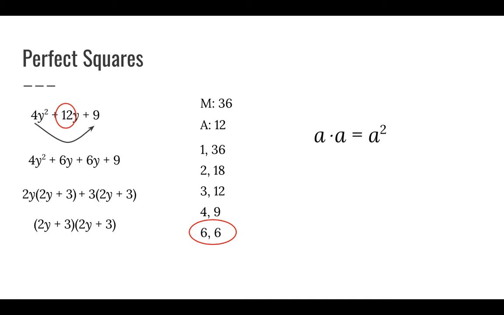Now what I want to recall, though, is our product of like terms. If I have a times a, the rule of exponents says that that's the same thing as a to the second power. So I only have to write my base once with the power of 2. Here, my base is a 2y plus 3. Those are considered the same thing. So I can push those together in a sense and just write one parenthesis of 2y plus 3 raised to the second power, because that second power means that I have two copies of that parenthesis. So that's a perfect square.